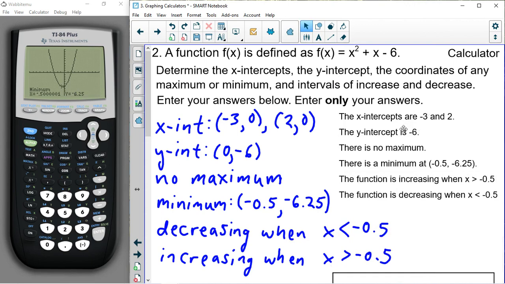Let's take a look here. X-intercepts negative 3.2, y-intercept negative 6, no maximum. That's the minimum we got. And I wrote increasing and decreasing in the opposite order, but as long as you label them, that should be fine. So decreasing when it's less than negative 0.5 and increasing when it's greater than negative 0.5.